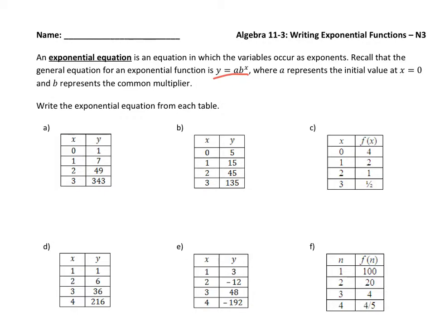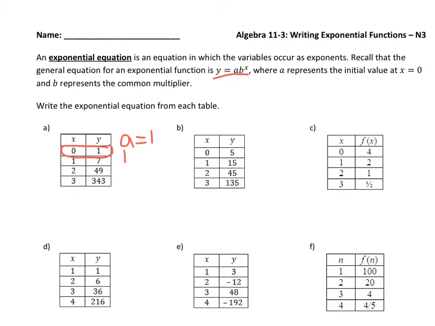Write the exponential equation from each table. Letter A. Now, when we have an initial value, when x equals 0, for instance right there, I know what my a value is. My a value is 1. It's essentially like the y-intercept, okay?